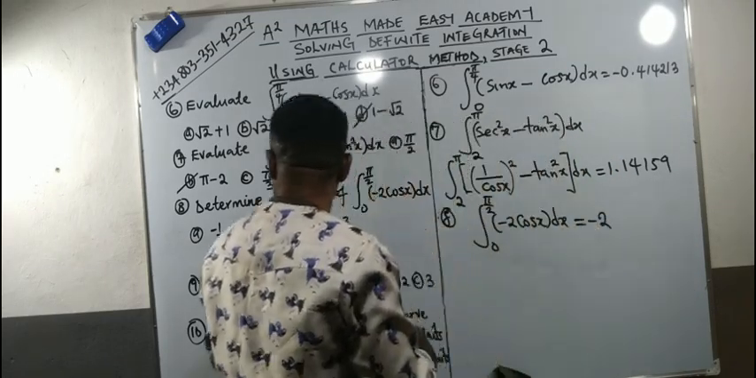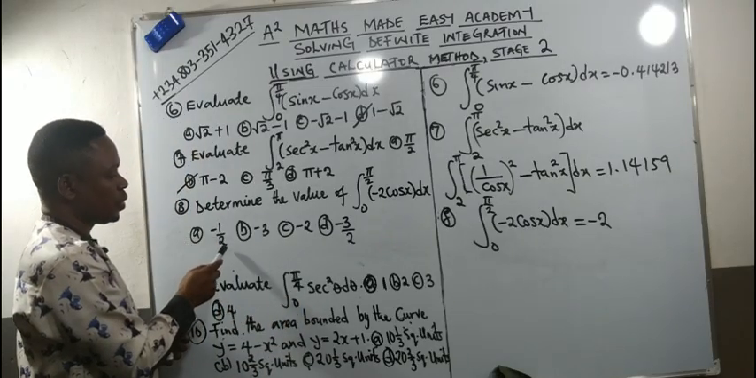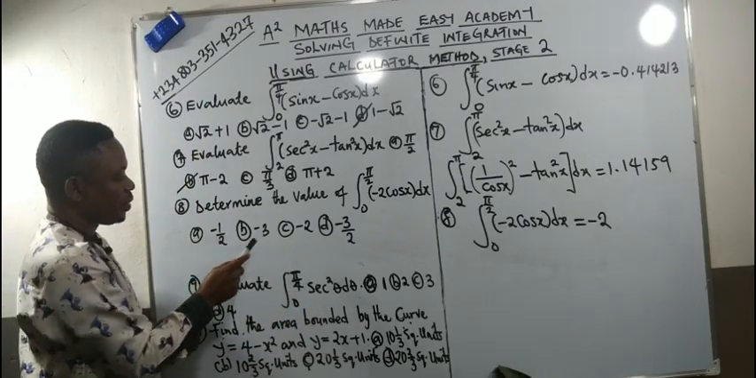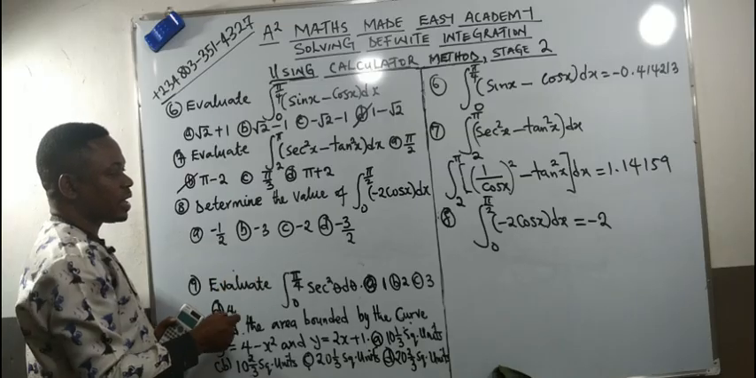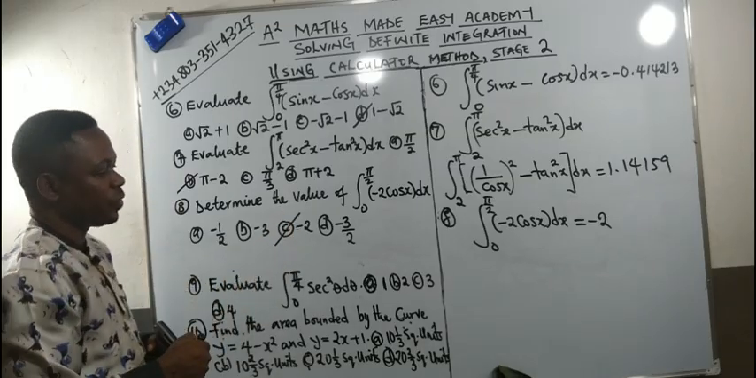Then we verify it from the options. Now watch. Option A says minus 1 over 2. No. Option B says minus 3. No. Option C says minus 2. That is the correct answer. Hope you guys are following.